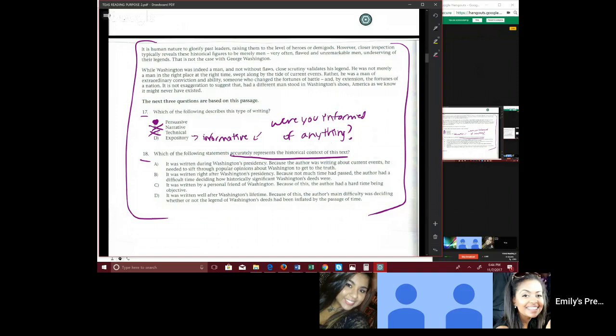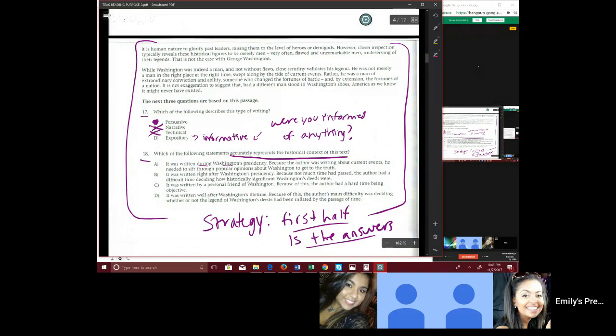So the first half of each of these answers is actually really telling, and this is my strategic point. From a strategy standpoint, the first half of this answers it, because there are two very different types of statements in the two halves of each of these answers. If you look at the first half, it was written during Washington's presidency. Well, definitely not, right? They're talking about him having been president a very long time ago. It also excludes the possibility of having been written right after Washington's presidency. If it was written by a personal friend of Washington, that would mean it had to be during or not too long after his presidency, because somebody wouldn't have lived 100 years beyond him if they were friends with him.